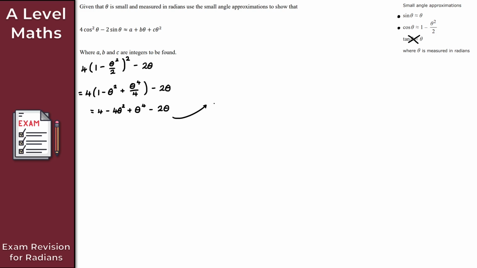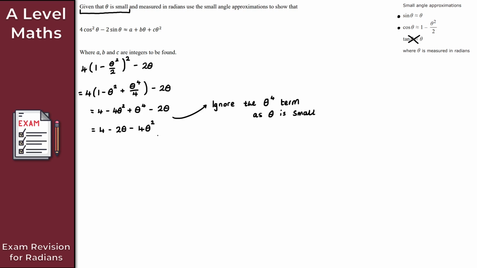Let's just make a note here. So ignore the theta to the 4 term. The reason that we can do this is because theta is small. Okay, so given that theta is small here, we can just ignore theta to the 4. Okay, so ignore the theta to the 4 term as theta is small. Okay, so in that case, then what we get left with here is 4 minus 2 theta minus 4 theta squared.